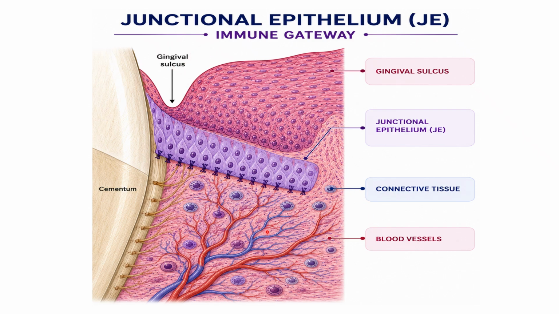Now below the junctional epithelium, we have connective tissue, which is rich in collagen fibers, fibroblasts and immune cells. And also we have blood vessels which provide nutrients, remove waste, and serve as a route for immune cell trafficking. So whenever there is infection, the junctional epithelium becomes the first line of defense that senses, communicates and protects the underlying periodontal tissues.